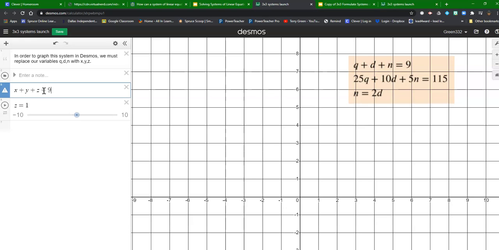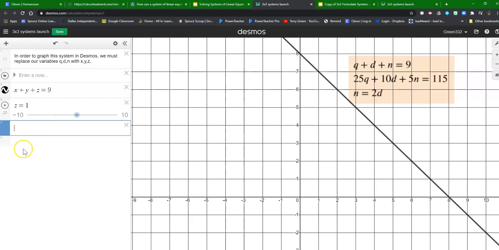This would have been the equals. Let's make that an equals. There we go. Now that's better. So I got x plus y plus z equals 9. That's why I have that, and you see I already have one of my lines. Let's get the other equations in.